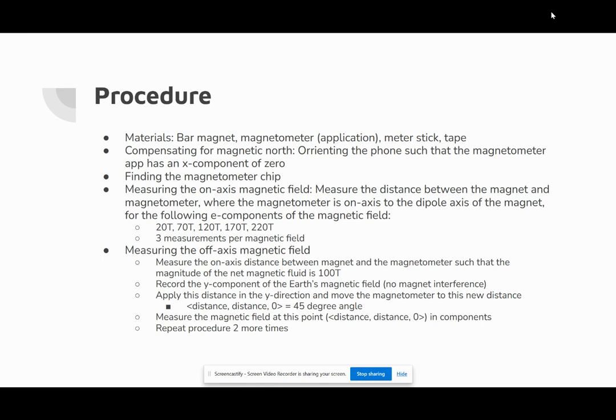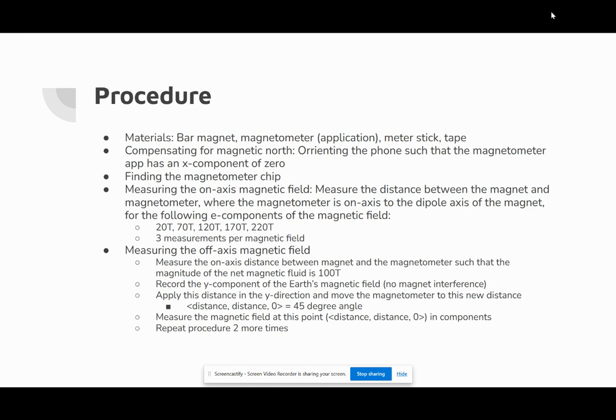For our procedure, our materials are listed. Something we had to do is compensate for the magnetic north by orienting our phone properly. We had to find the magnetometer chip. And then for measuring the on-axis magnetic field, we measured the distance between the magnet and the magnetometer, where the magnetometer is on axis to the dipole axis of the magnet. And we did that for a few different measurements. And then we measured the off-axis magnetic field.